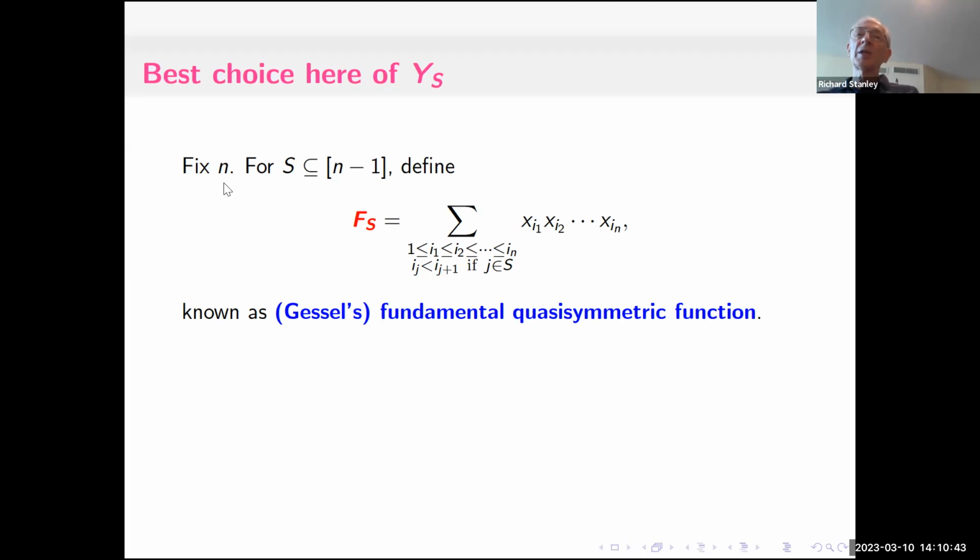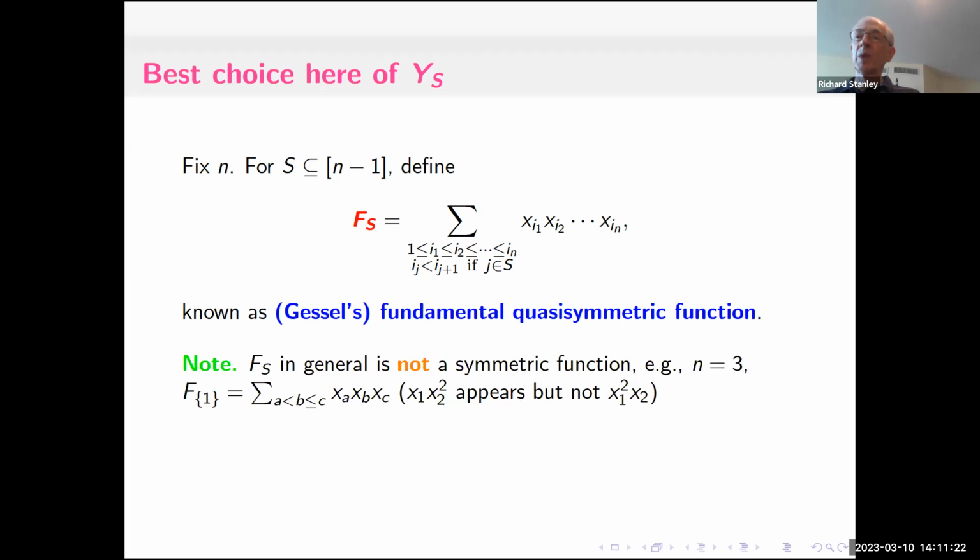If we fix our positive integer n and let S be a subset of {1, up to n-1}, then we define this power series F_S in infinitely many variables. It's homogeneous of degree n. You look at all weakly increasing sequences of positive integers i_1 ≤ i_2 ≤ ... ≤ i_n, but there's a condition that we must have a strict increase at the positions j in S. This object is denoted F_S, the fundamental quasi-symmetric function. It's not a symmetric function in general.